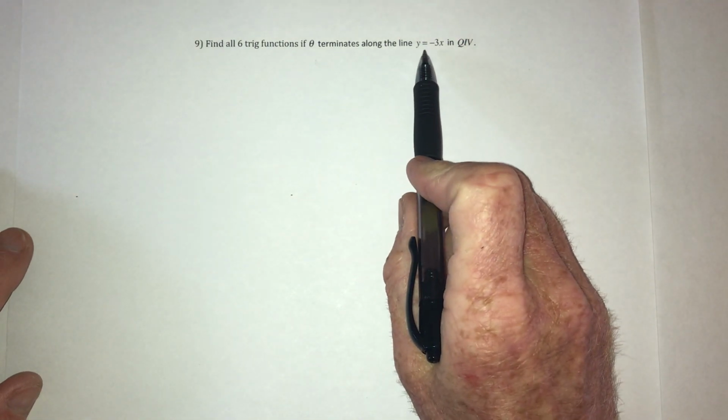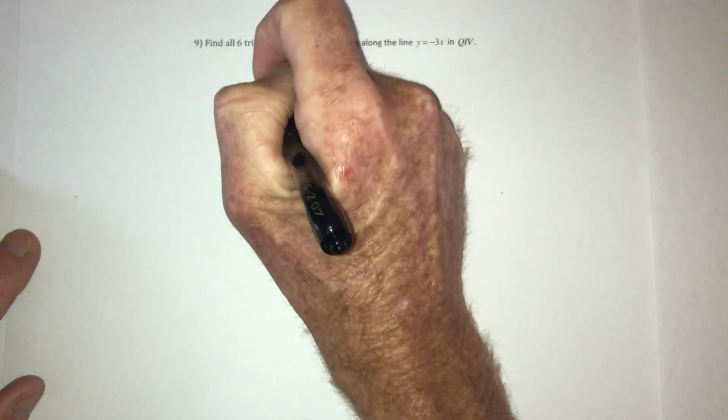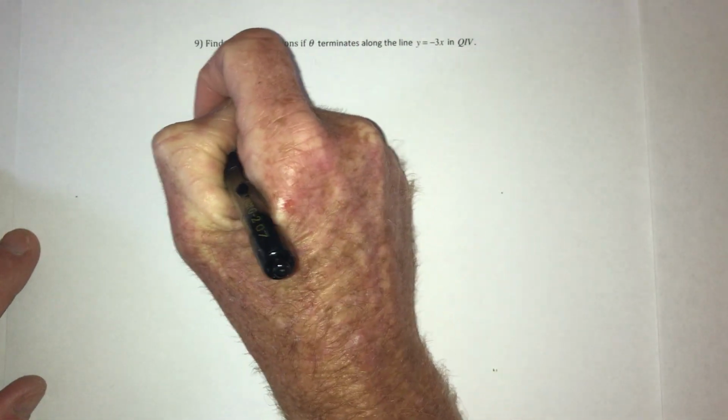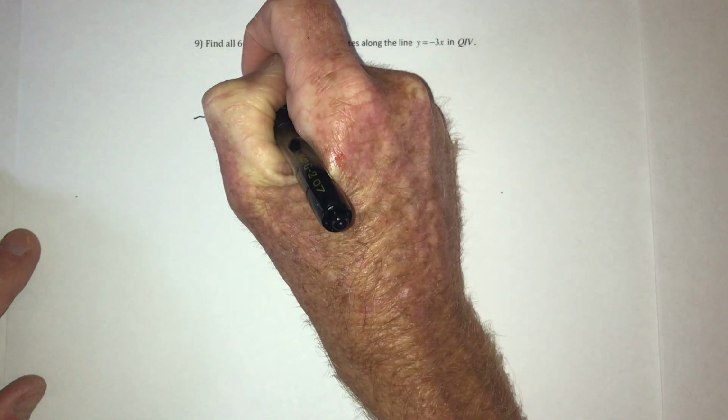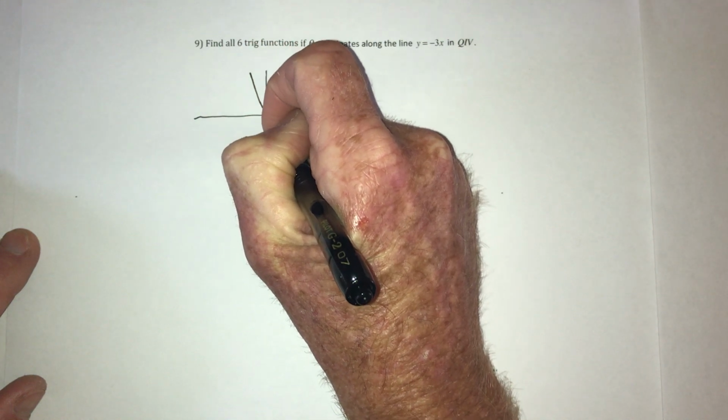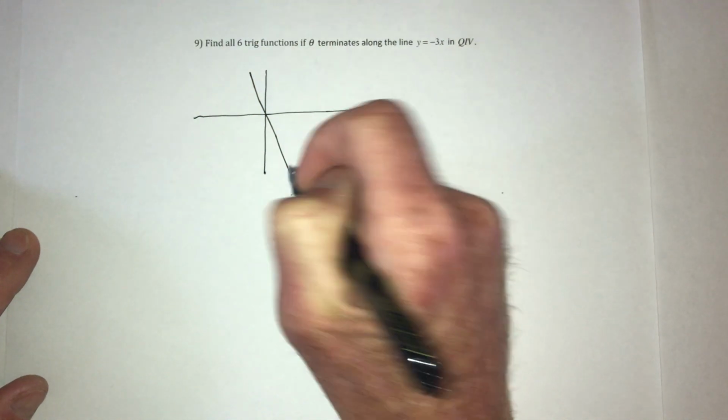Well, here's a slightly different problem. We've got this line y equals negative 3x. Let me just sketch a little graph of that. So it's a line that's going through the origin. It's going down like this because it's got negative slope.